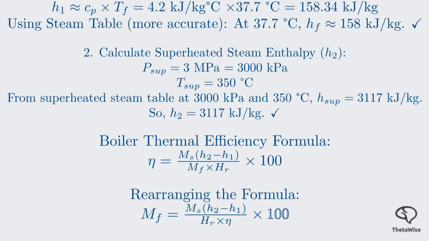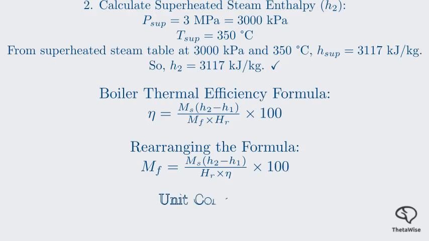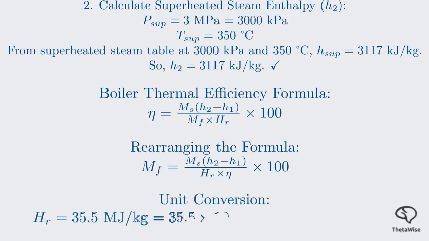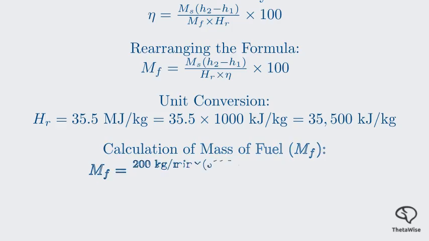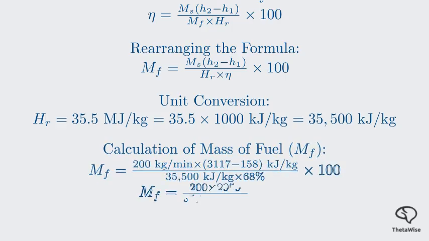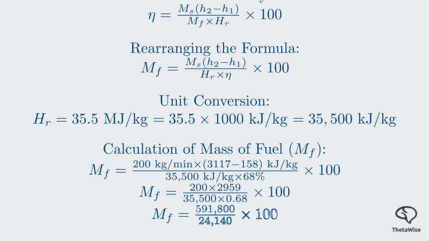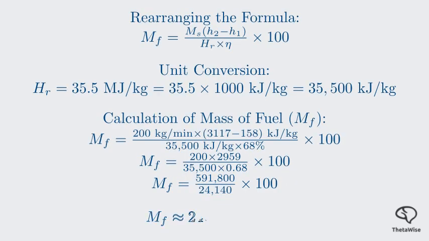Let's be careful with units. The calorific value, h sub r, is given in megajoules per kilogram. We need to convert this to kilojoules per kilogram to be consistent with our enthalpy units. 1 megajoule is 1,000 kilojoules. h sub r equals 35.5 megajoules per kilogram, which is 35,500 kilojoules per kilogram. Now we can substitute all the known values into our rearranged formula for m sub f. m sub f equals 200 times the quantity 3,117 minus 158, divided by the quantity 35,500 times eta of 68, all times 100. Calculating this gives us m sub f approximately equal to 24.515 kilograms per minute.